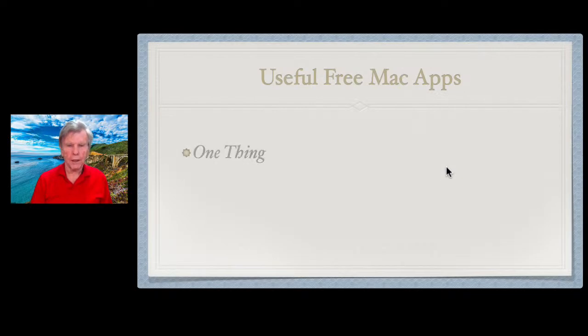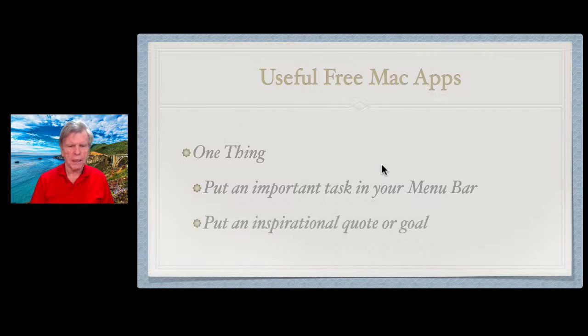So one more thing called One Thing. So One Thing does one thing, and that is it puts an important task in your menu bar. So it could be a task, an inspirational quote, or a goal. They'd have to be kind of short to fit there, especially on a MacBook. So let's see how that works.